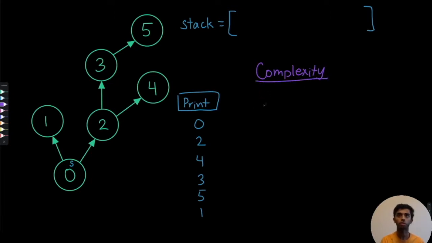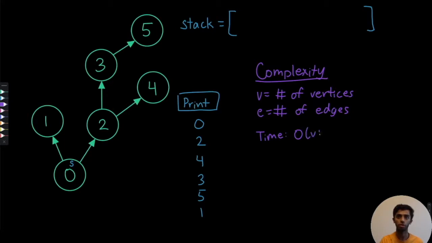So let's go ahead and start by defining our variables. V is going to be the number of vertices in our graph, in other words, the number of nodes in our graph. So here we have a total of 6 nodes. E is going to be the number of edges, so the number of connections between nodes or vertices. We can say that our time complexity is going to be O of V plus E, just like a BFS, and our space complexity is going to be O of V, again, just like a BFS.